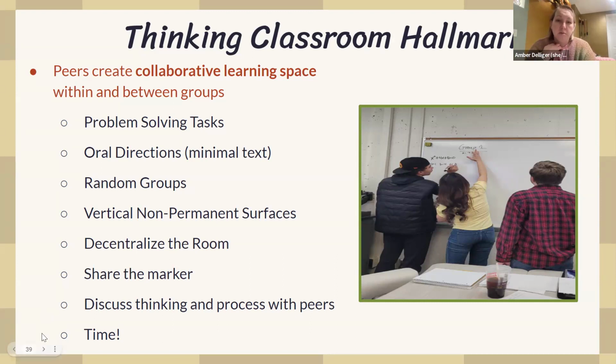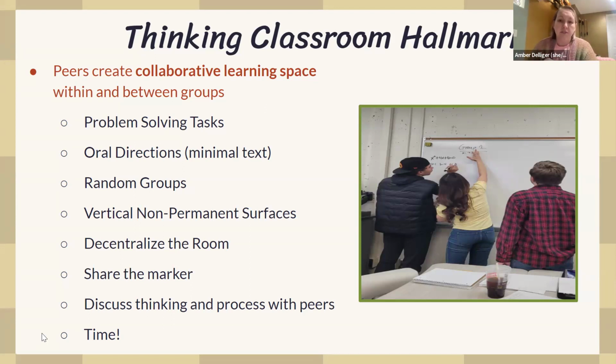So we do randomized groupings in lots of different ways so that students have to talk to each other and have lots of different ability levels in each group, but everybody in the group has to participate. The other hallmark of a thinking classroom is that there's vertical non-permanent surfaces. So I'm in the classroom, but I have also done this on like Jamboard and things like that. Obviously not as ideal. But when you're in the classroom, having vertical surfaces, there's evidence that doing math vertically actually engages different parts of your brain, which is really important for our students.